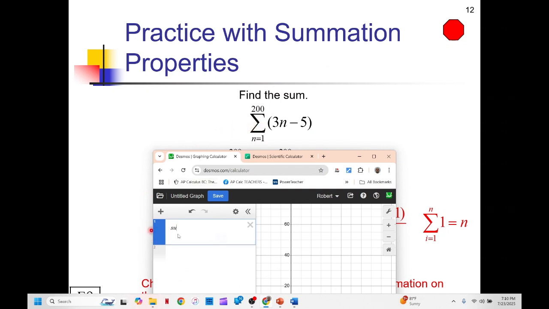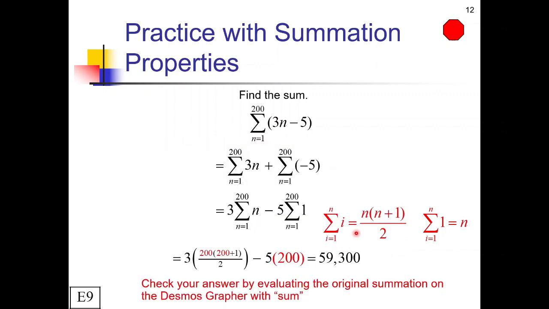So let's do sum, and we've got n equals 1 to 200. And then for my summand, I don't know if I need parentheses or not, but I'll use one: 3n minus 5. And that comes out to 59,300, just like we got here. Awesome. That's the end of that one.